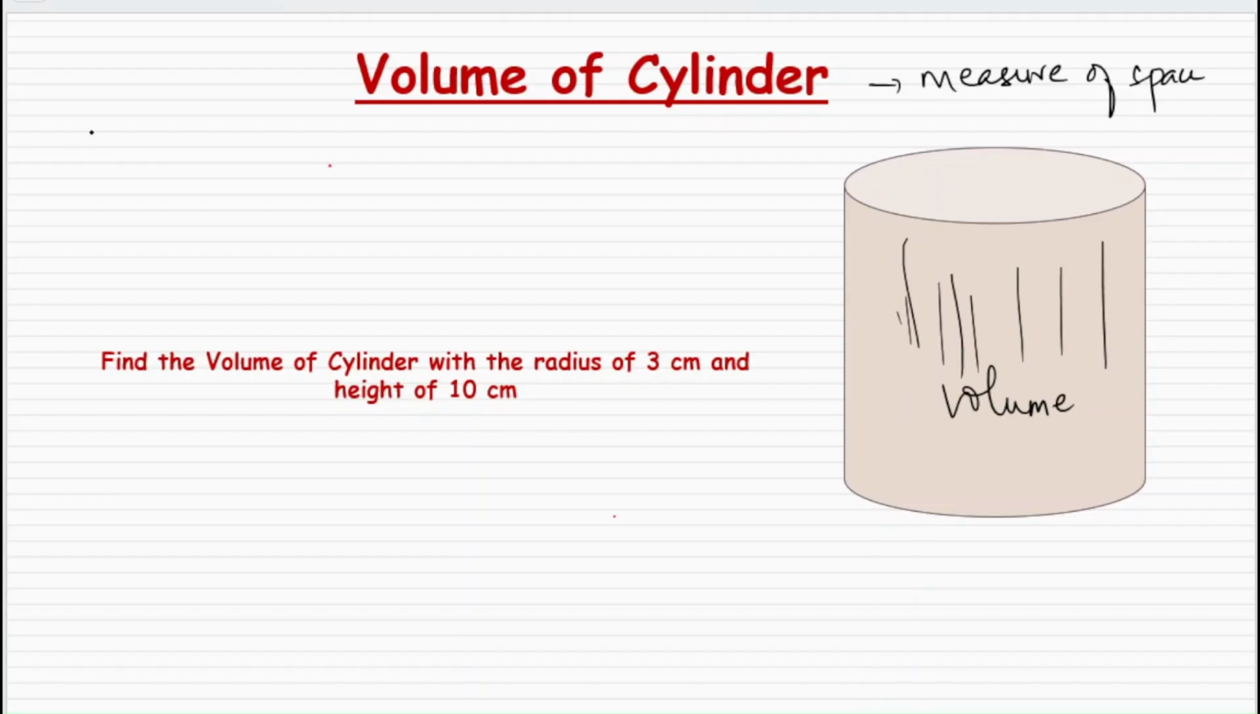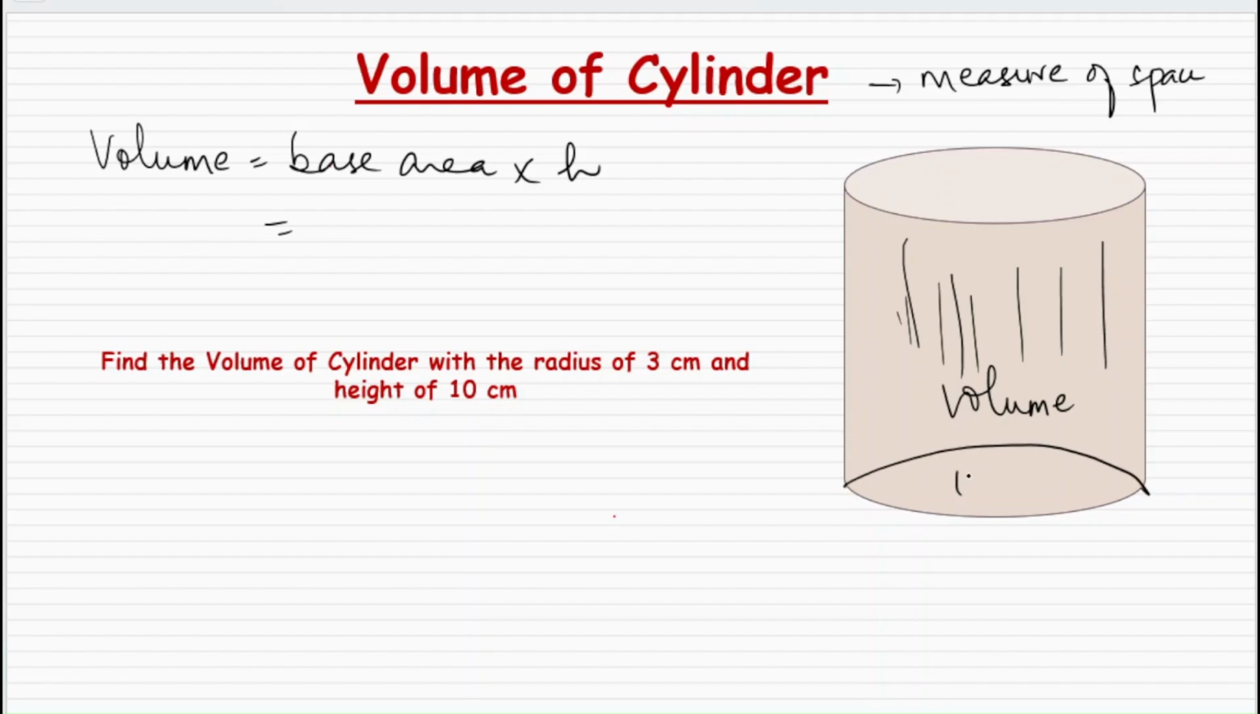Now, the volume of 3D objects is given by the general formula of always base area times height. Now, what is the base? Base is the circle. And what is the area of the circle? It's pi r square. So, the base area is pi r square multiplied by height. So, the formula of volume comes out to be pi r square h.